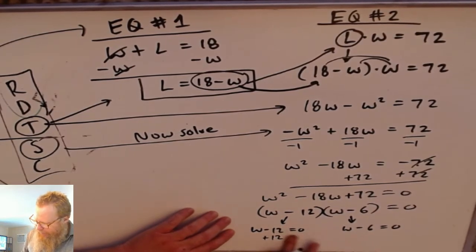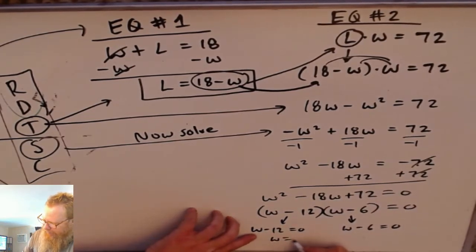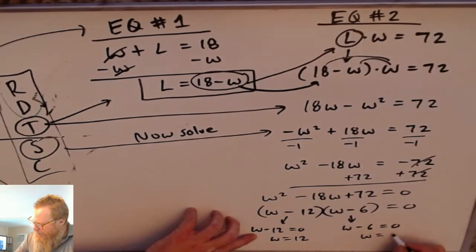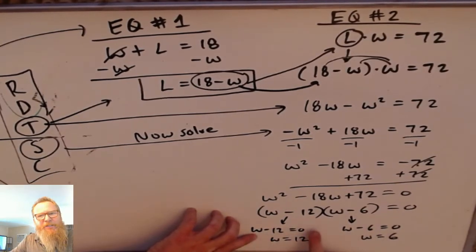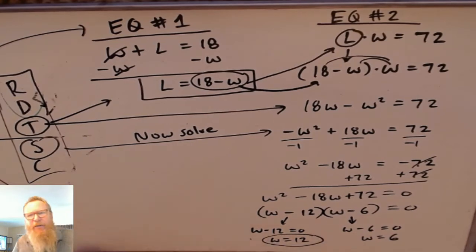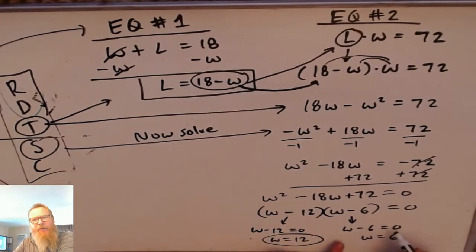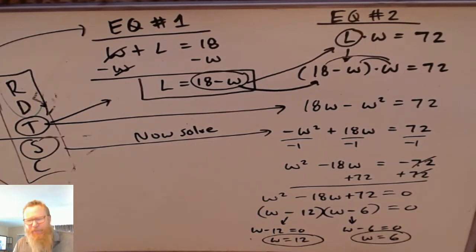And you solve them. I don't even need to show this step. If I have to show this step, then I need a new job. If W minus 12 equals 0, then that means W equals 12. And if W minus 6 equals 0, then that means W equals 6. So there are two possibilities. They both come out to be positive. If either one of these answers was negative, I would throw it out right now. I wouldn't even take it with me to my next step.